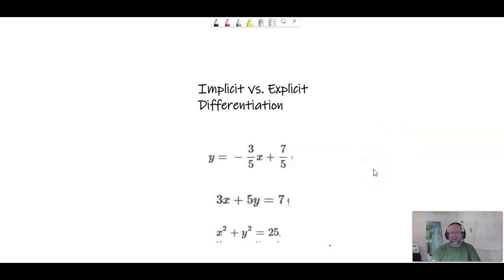So the first thing I just wanted to touch on is the difference between implicit and explicit differentiation. Prior to this section 3.8, we've mainly done explicit differentiation. That means that we solve for the dependent variable, in this case y, in terms of the independent variable, in this case x. So here we're just differentiating the right side with respect to x and using the power rule and the constant rule.